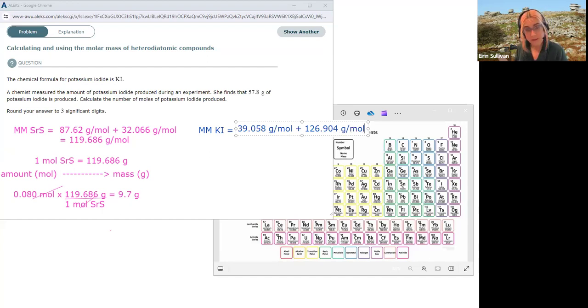So we can add those together, 39.058 plus 126.904 gives me a total molar mass of 165.962 grams per mole. And of course the rules for sig figs when you're adding or subtracting is you will maintain the smallest number of decimal places, which is 3, so that's okay to give that to 3 decimal places. Every 1 mole of potassium iodide weighs exactly 165.962 grams.